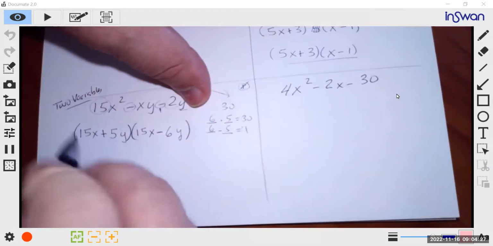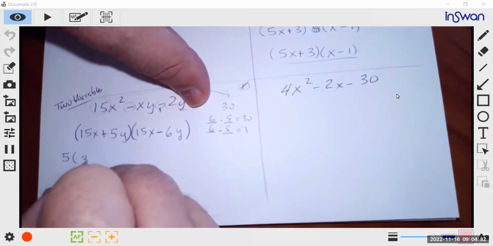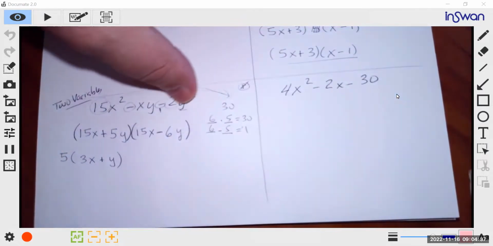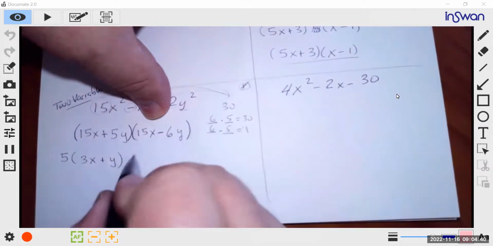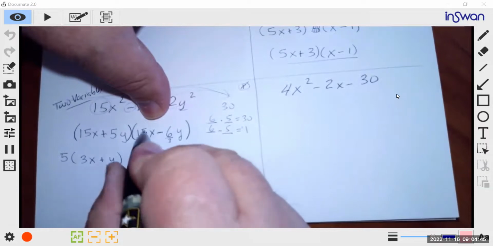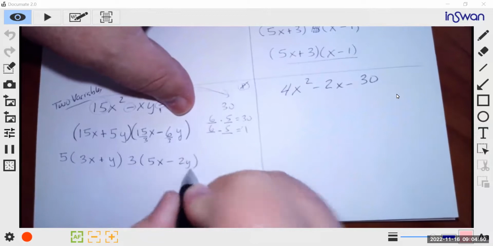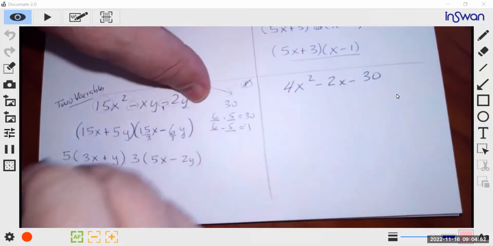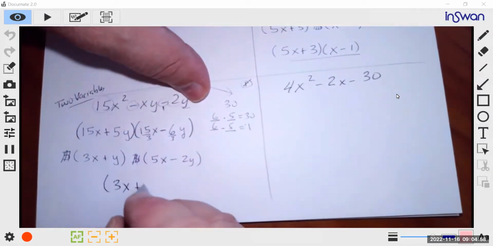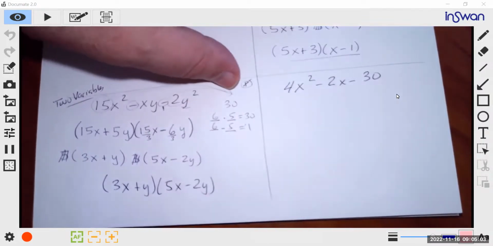Yep. What can we factor out of the first one? A 5. So it's a 3x plus y. How about the second one? Fifteen divided by 3 is 5. 6 divided by 3 is 2. So your factors are 3x plus y, 5x minus 2y.